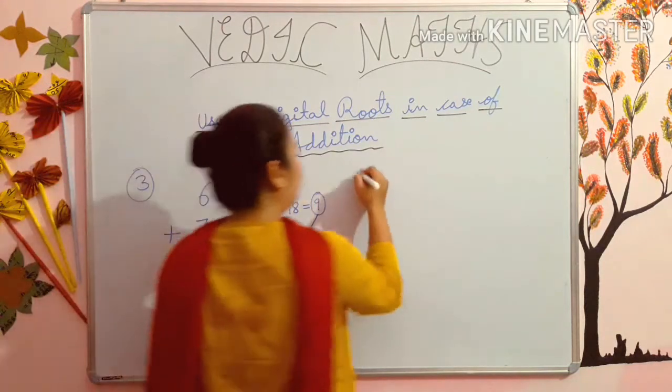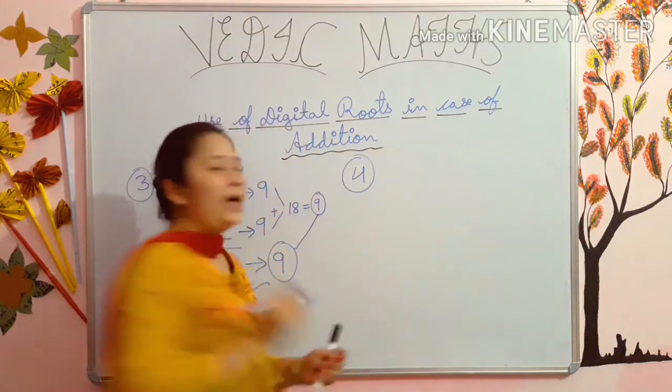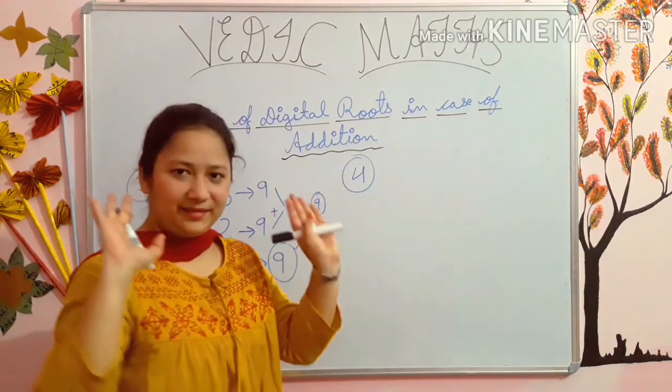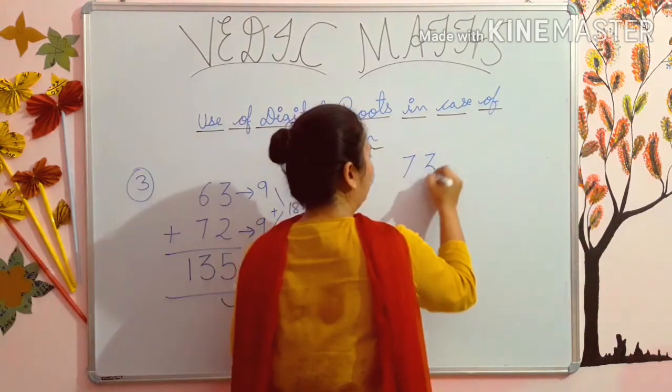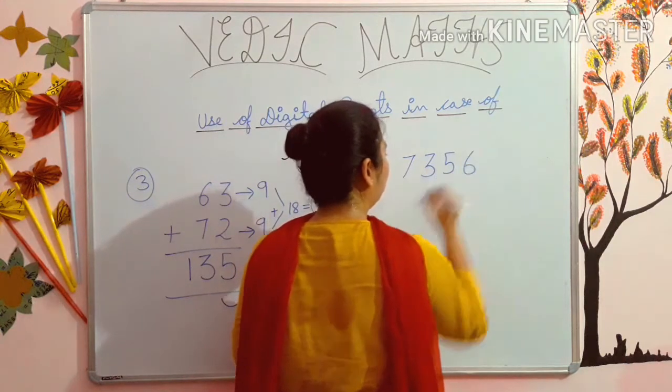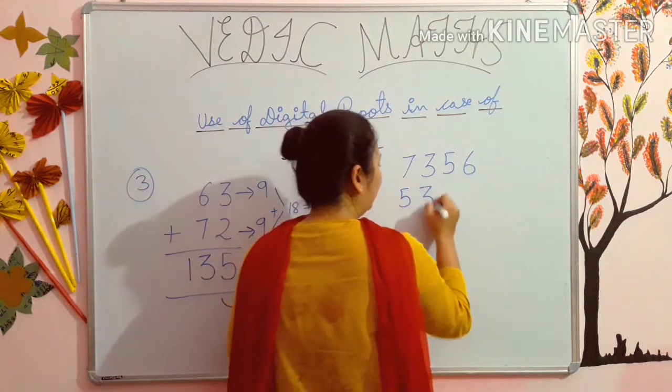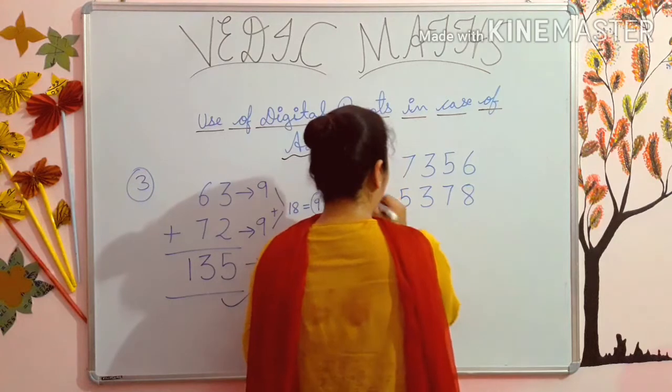Now same way we will do your fourth sum, and the sum will be oral. 7, 3, 5, 6, 5, 3, 7, 8. Add them.